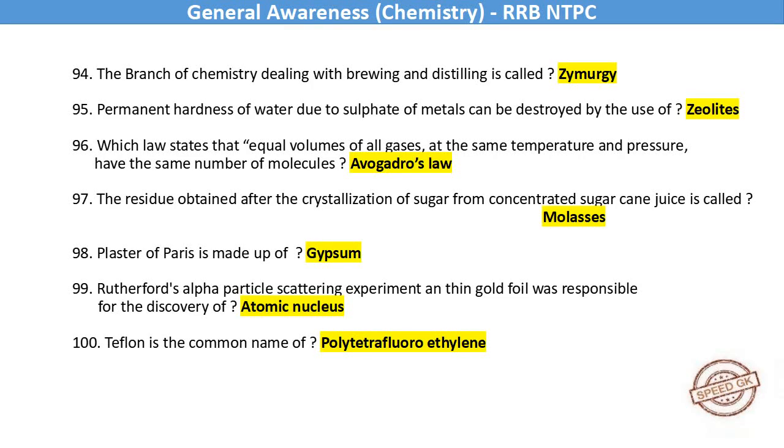Plaster of Paris is made up of gypsum. Rutherford's alpha particle scattering experiment with thin gold foil was responsible for the discovery of the atomic nucleus. Teflon is the common name of polytetrafluoroethylene.